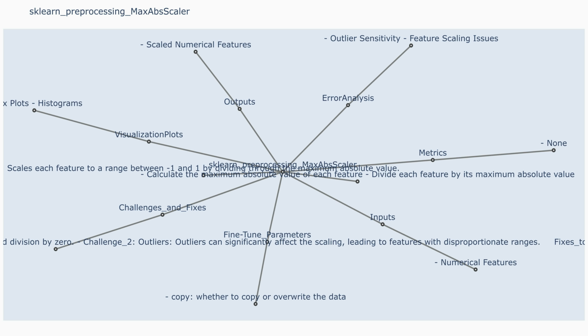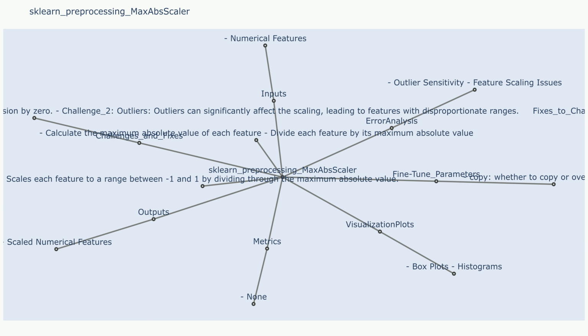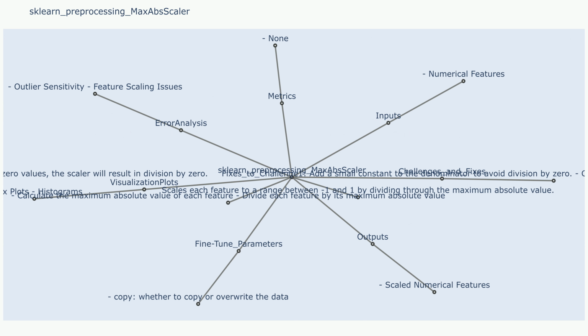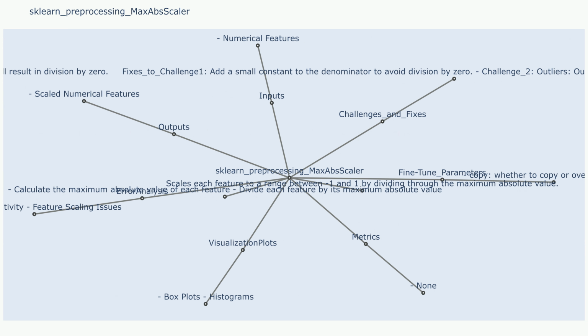sklearn.preprocessing.MaxAbsScaler. Description. MaxAbsScaler scales features by dividing each value by the maximum absolute value in each feature. This results in a range of -1 to 1 for all features, making the data suitable for algorithms that are sensitive to feature scaling. Inputs. X, a numerical array or pandas DataFrame containing the data to be scaled. Outputs. X_scaled, a transformed version of X with each feature scaled by the maximum absolute value in that feature.